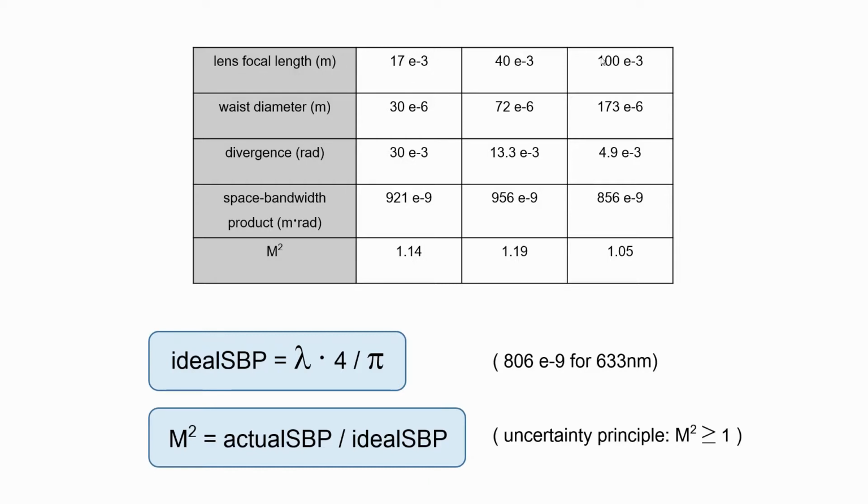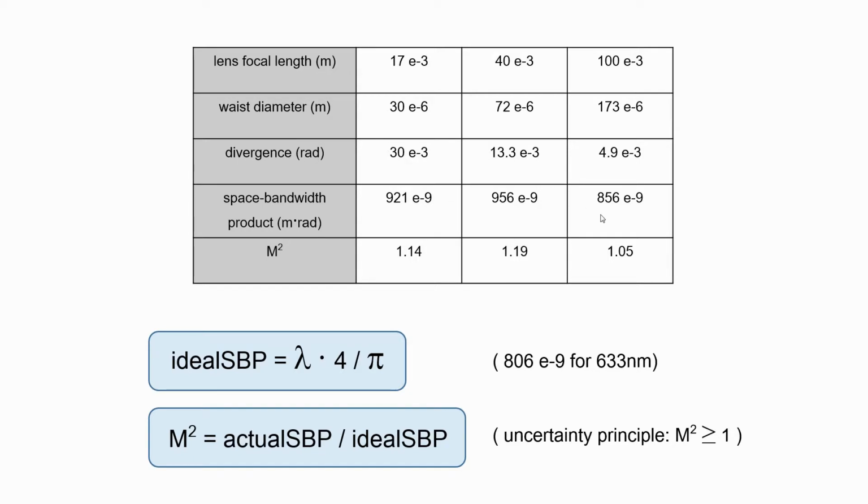So let's take a look at the actual numbers here. Each of these columns is a different one of the beams that we saw in the previous slide. So the 17 millimeter focal length, the 40, and the 100 millimeter focal length. Now, their waist diameters, as we saw, vary quite a bit by about a factor of 6 from the smallest to the largest, and the divergences also vary by a factor of roughly 6. But when you multiply the diameter times the divergence, you get what is called the space bandwidth product.